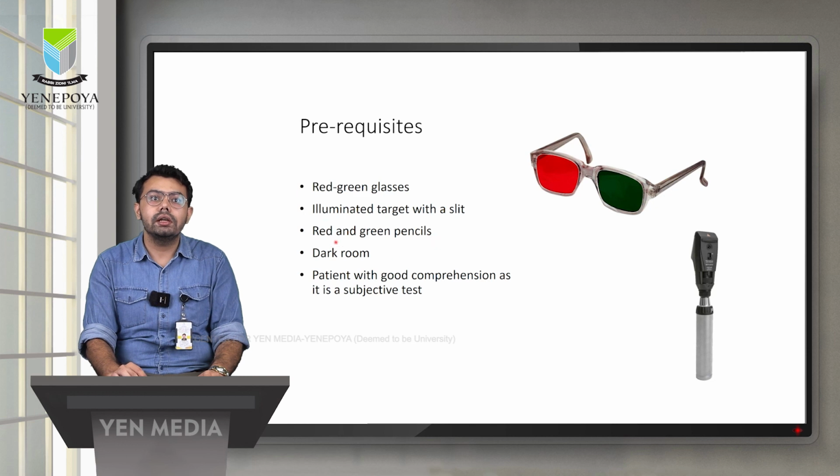The prerequisites for the test are red-green glasses, in which the red glass should be in front of the right eye and the green glass in front of the left eye. There should be an illuminated target with a slit. Here we are using a retinoscope. Red and green pencils to do the interpretation of the diplopia charting, a dark room, and a patient with good comprehension, as it is a subjective test.